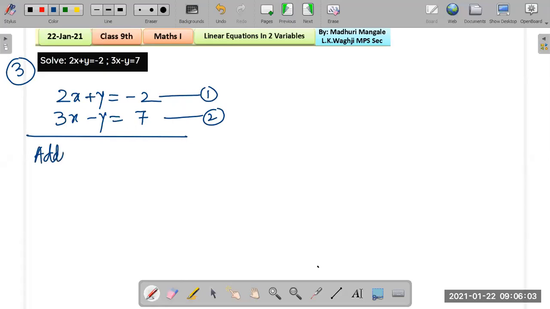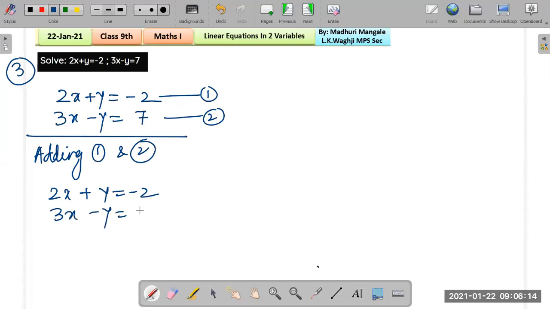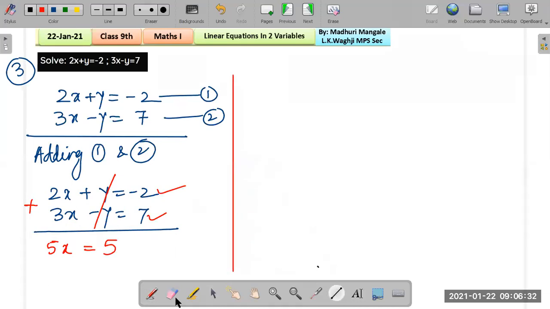So adding equation 1 and 2, what do we get? 2x plus y equals to minus 2, 3x minus y equals to 7. We are adding it up, so plus y minus y will get crossed out, and you are left with 5x, which is equals to 7 minus 2, that is also 5. So what is x? 5 times x is 5. X equals to, this 5 will move to other side. It will become 5 divided by 5. We have got x equals to 1.